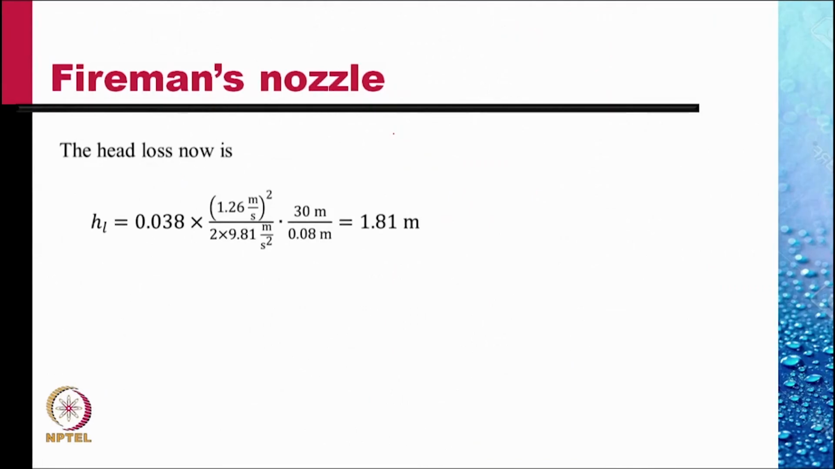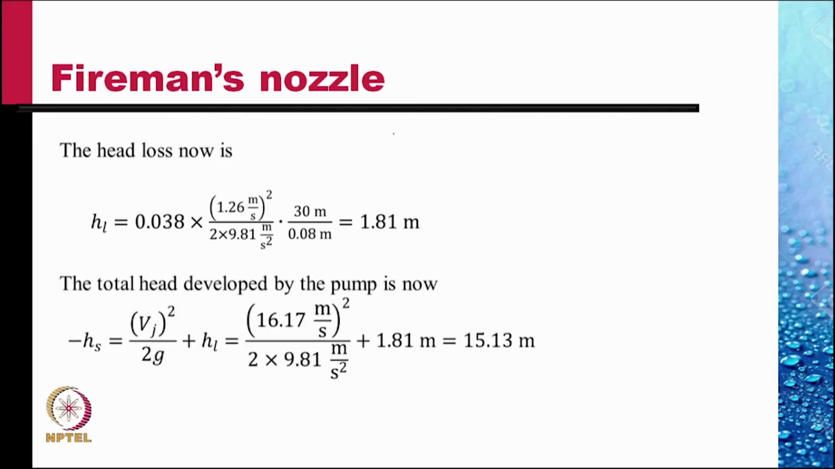But even with this F, the head loss now is a measly 1.81 meters, compared to about 192 meters. So the total head required now is 15.13 meters, compared to 203.2 meters without the use of the reducing nozzle.